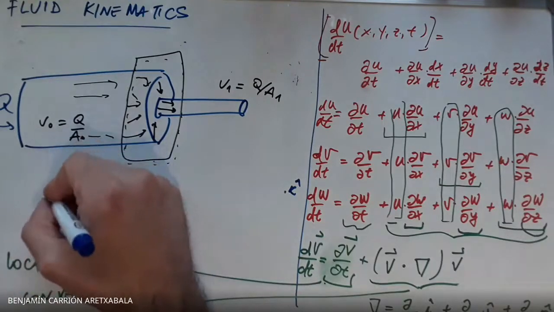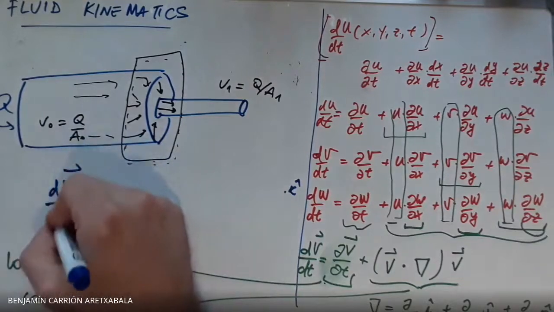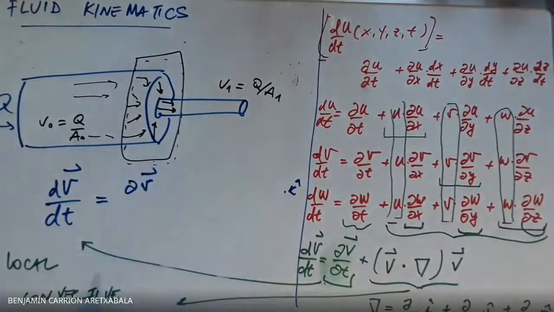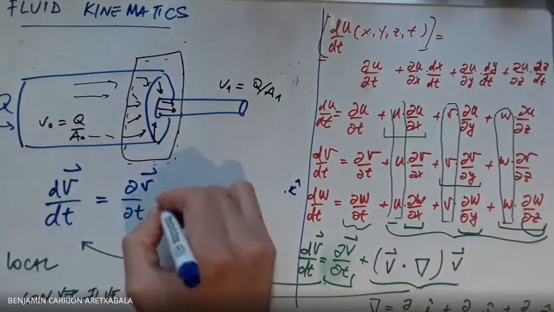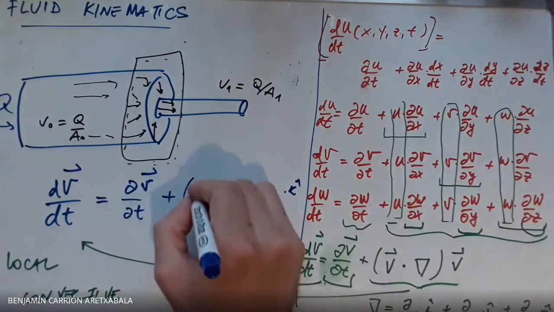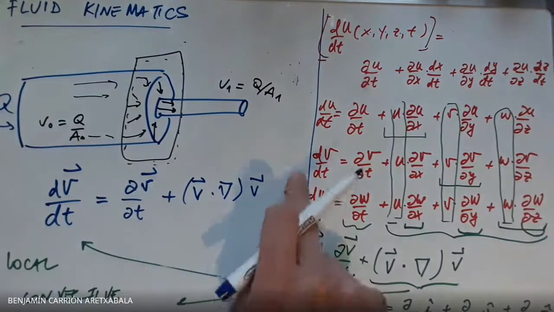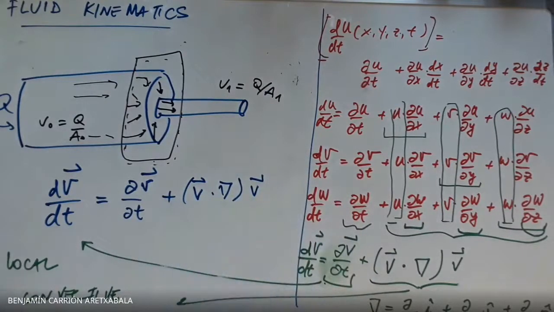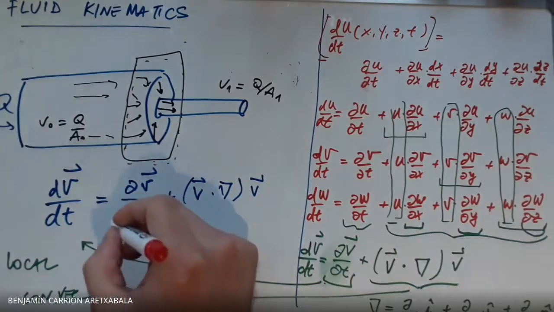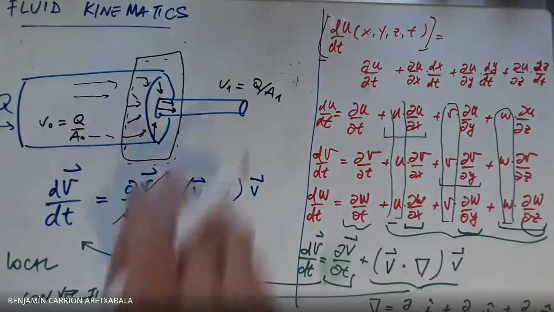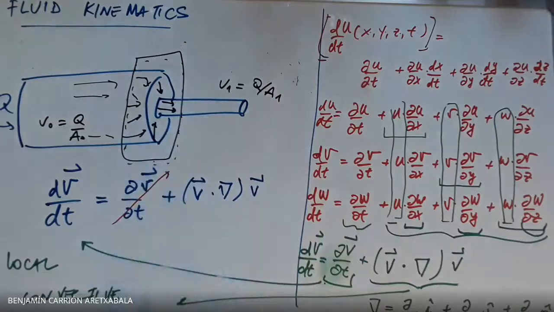Just to repeat myself, the change in velocity here is going to be equal to the local change on velocity, the local acceleration, times this advective term. You can see that if you have steady flow, then this local acceleration is zero, which is the case in this pipe reduction.